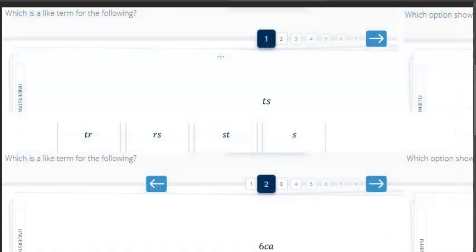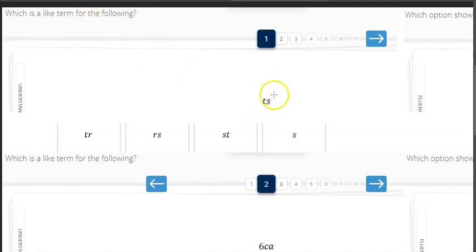There's quite a few examples that I've taken from this essential assessment skill because there's quite a few skills that have not been introduced prior to this skill. Because of this, there will be effectively 11 examples that we'll be going through. For the first example here, the question is saying, which is a like term for the following?